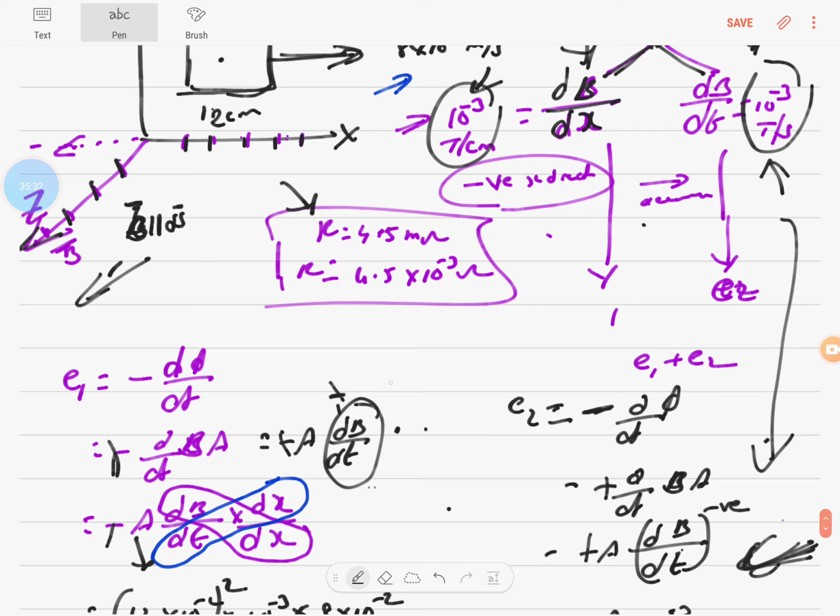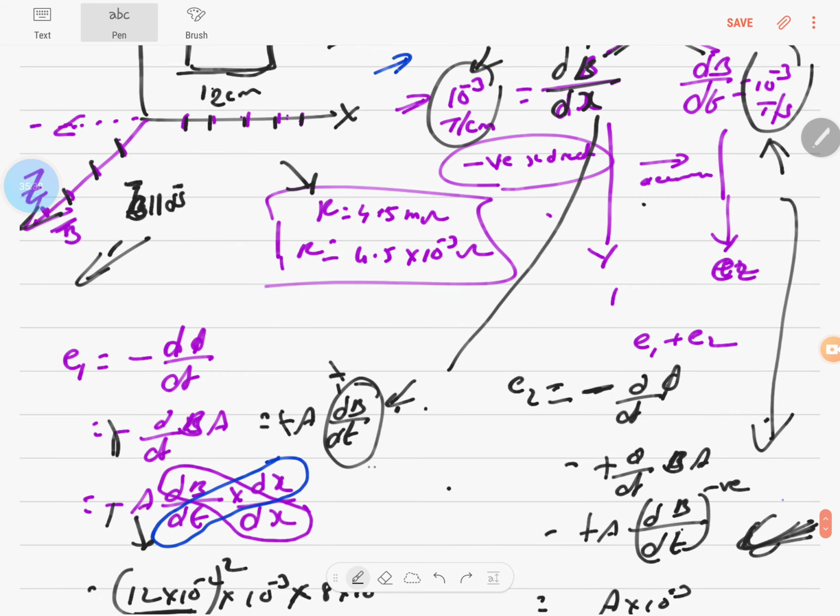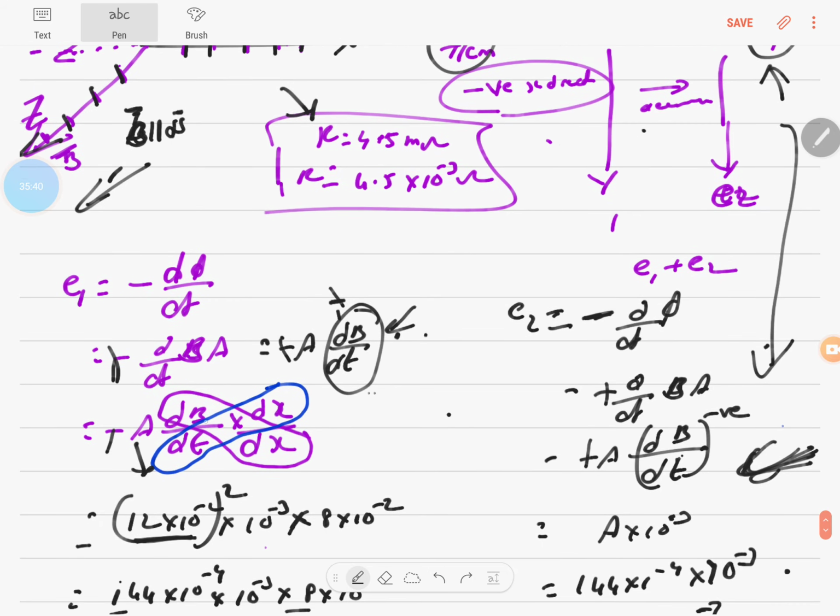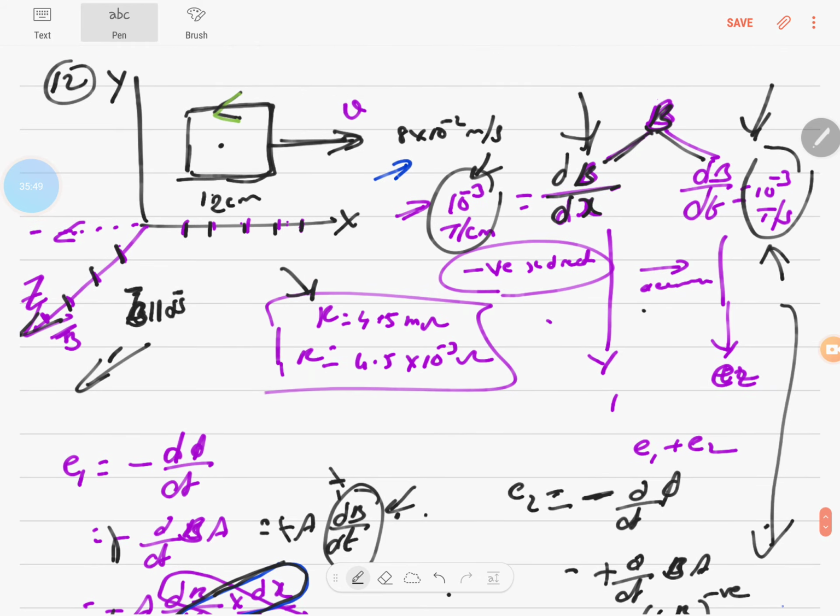And what have I done here? I wrote dB/dt. I have dB/dx, and now to substitute that I am multiplying and dividing by dx, so that the dx/dt will become velocity. Can you see? I've clubbed it like this. This is velocity, and a dB/dx can be directly substituted. The velocity is given as h into 10 to the power minus 2 meters per second.